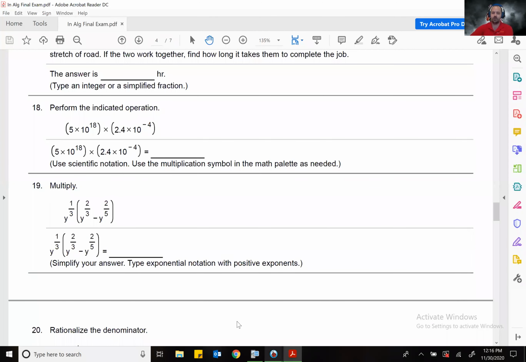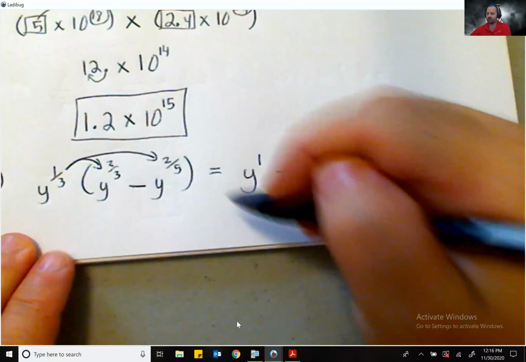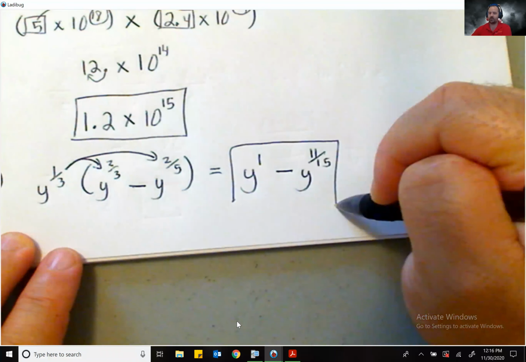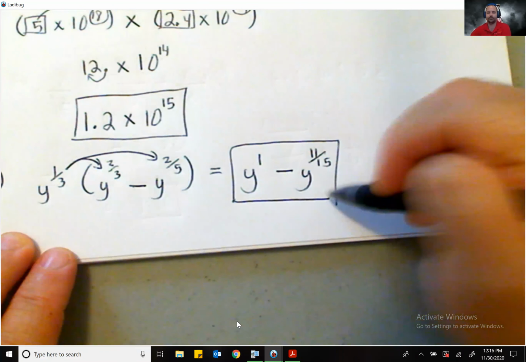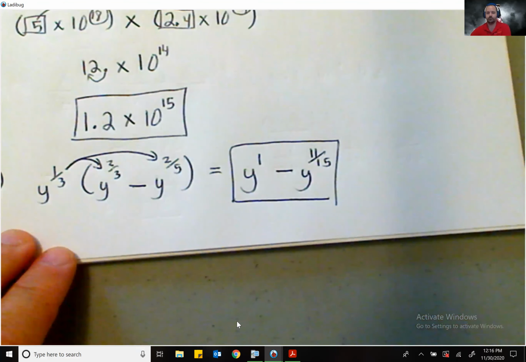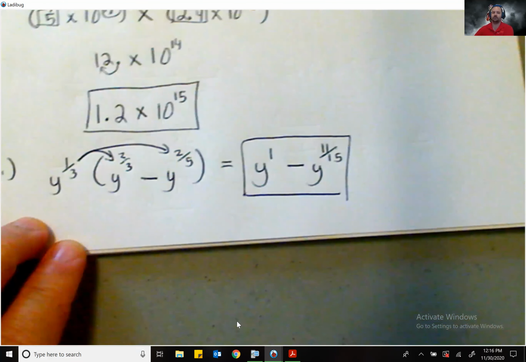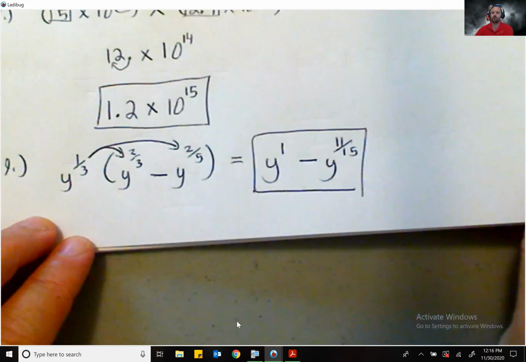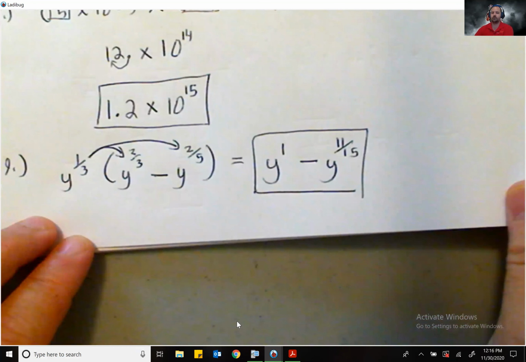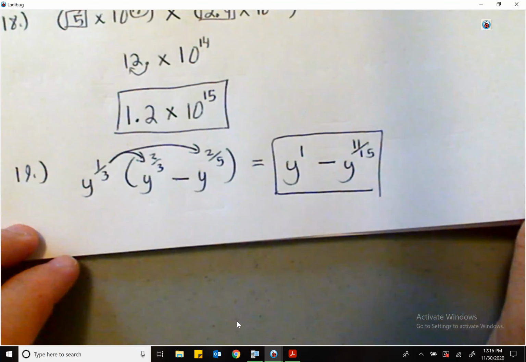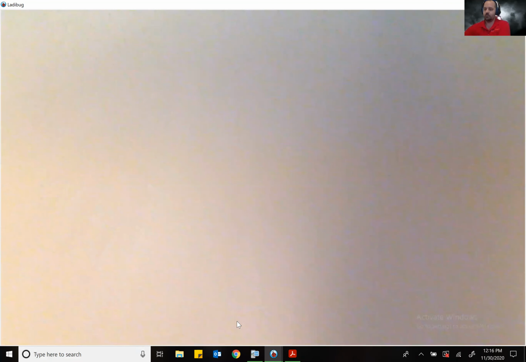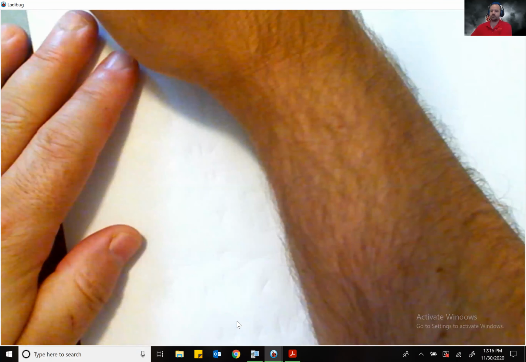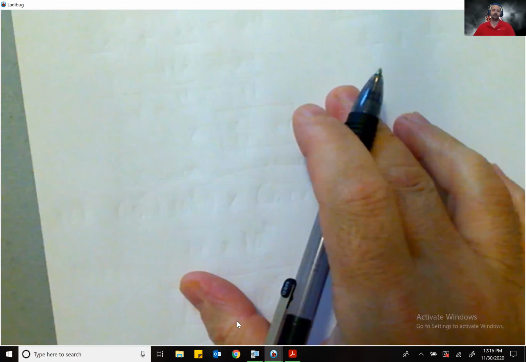And so that's the answer. That's it. That's all they want. Can you distribute through? Any question about number 19? Okay. Number 20. We're getting there. We're about to start some of the quadratic stuff.